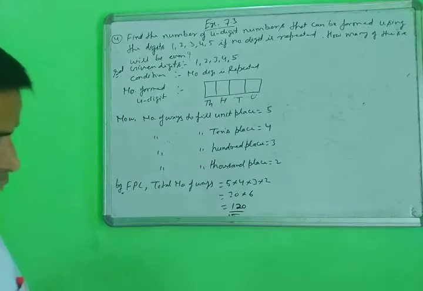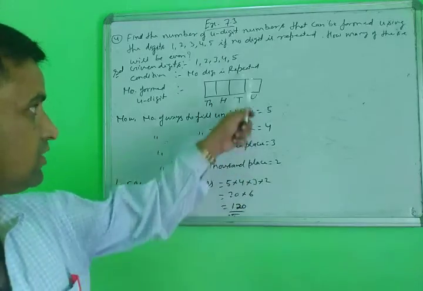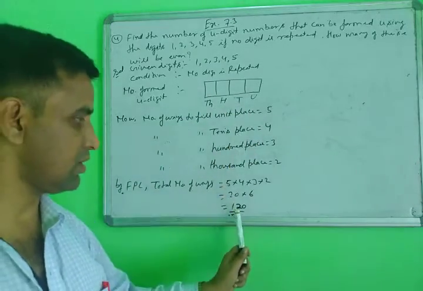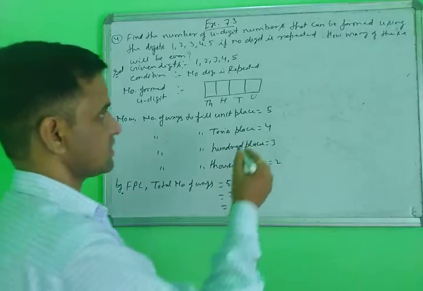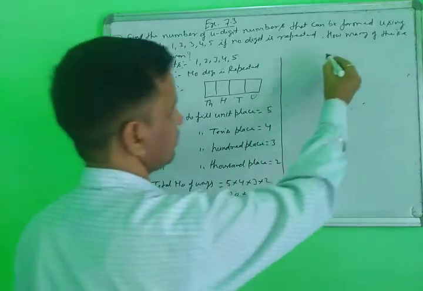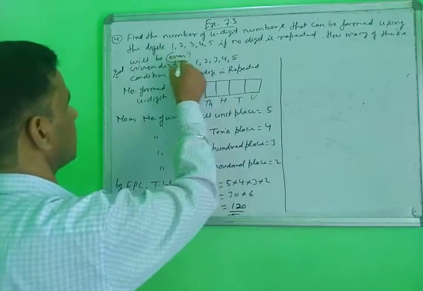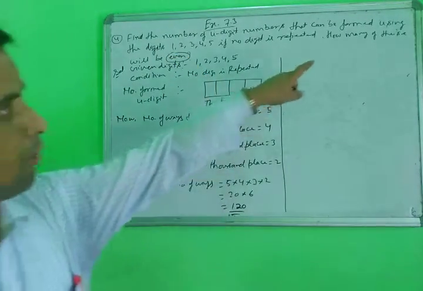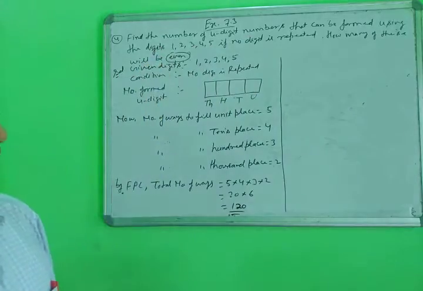Here the total number of ways is equal to 120. You can fill the 4-digit number here in 120 ways. Second condition here: how many ways can the number be even?